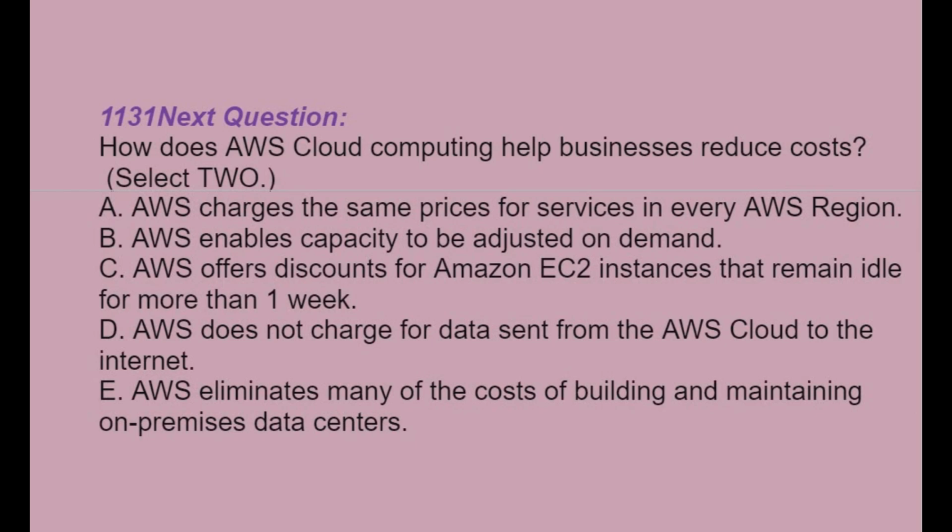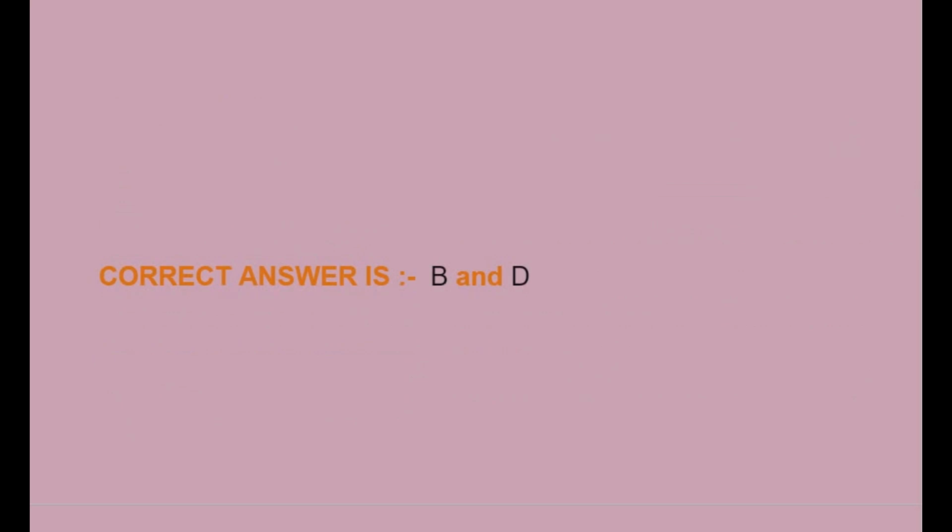Question is, how does AWS cloud computing help businesses reduce costs? Select two options. Option A, AWS charges the same prices for services in every AWS region. Option B, AWS enables capacity to be adjusted on demand. Option C, AWS offers discounts for Amazon EC2 instances that remain idle for more than 1 week. Option D, AWS does not charge for data sent from the AWS cloud to the internet. Option E, AWS eliminates many of the costs of building and maintaining on-premises data centers. Correct answer is option B and option D.